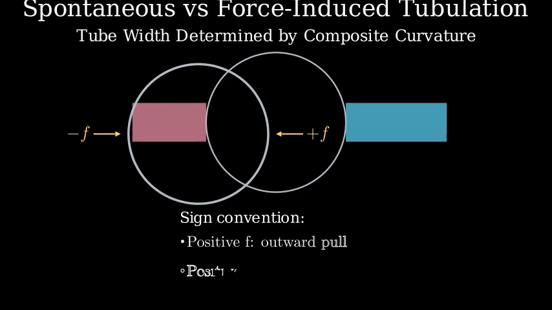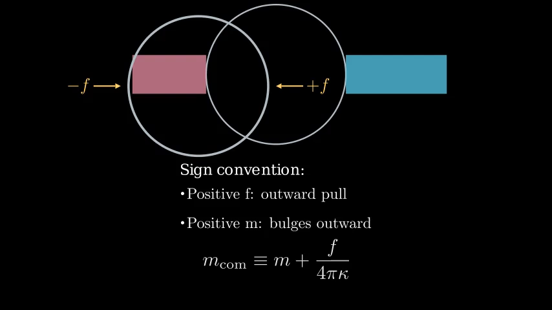We define the composite curvature, m sub com, as m plus f over 4 pi kappa. This composite curvature is the key quantity controlling tube size. When m and f have the same sign, they reinforce each other: synergy. When their signs are opposite, they partially cancel: antagonism.